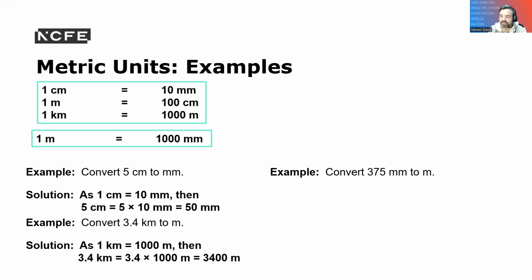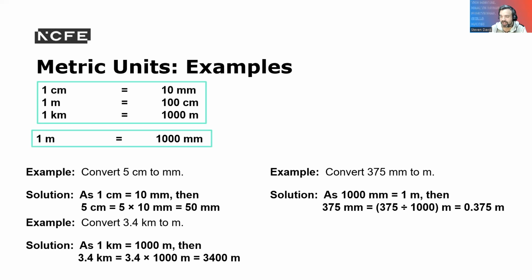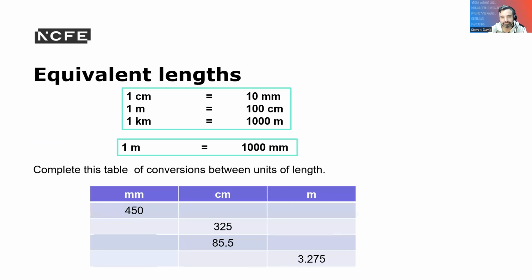So convert 375 millimeters to meters. This one's a little bit more tricky. The solution is 1,000 millimeters to 1 meter. Then 375 millimeters equals 375 divided by 1,000 meters, which equals 0.375 meters.